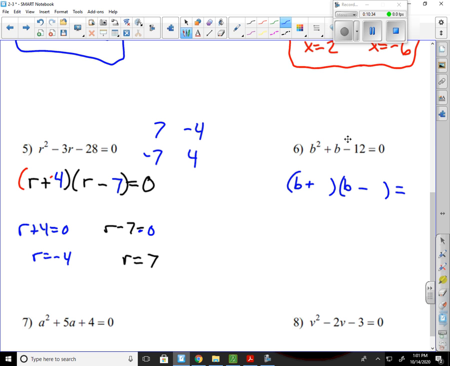6 minus 2 is 4. 12 minus 1 is 11. If I do 4 minus 3, because 4 times 3 gives me 12, 4 minus 3 is positive 1, so it's going to be a positive 4 minus 3. Break it up, b plus 4 equals 0, b minus 3 equals 0, negative 4, and positive 3. Done.